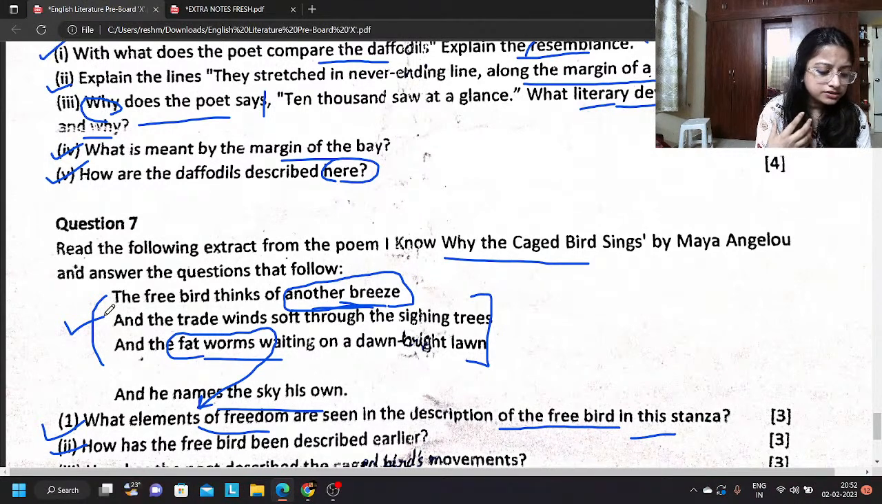Okay, it thinks that the freedom that it gets is natural. It's something that it deserves. Okay, and it's all very happy and is ready to claim the sky as its own. Okay, so if you want to write in detail you can write more, but it's not required. So simply you can talk.